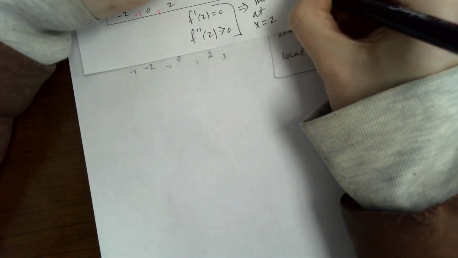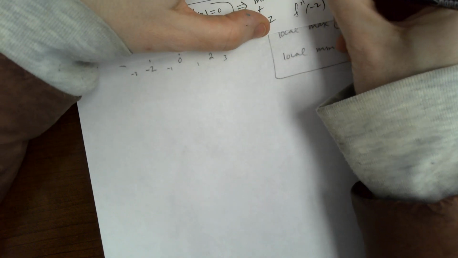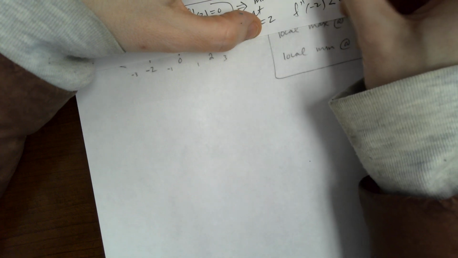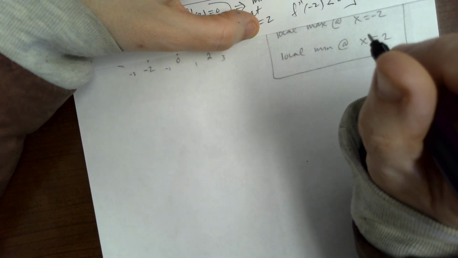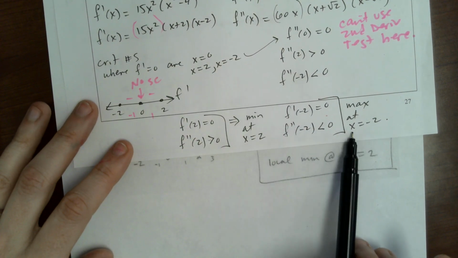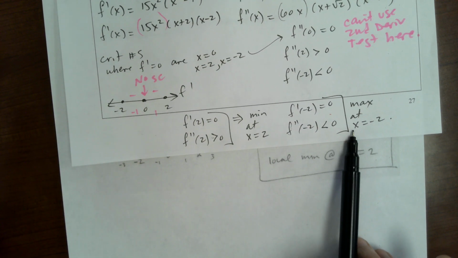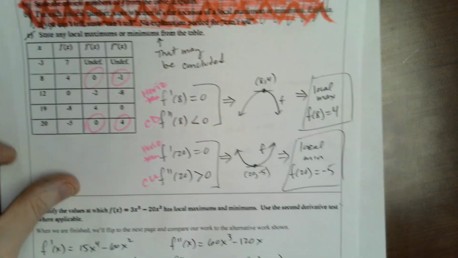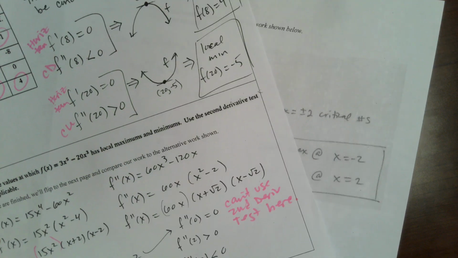All right, so now f prime of negative 2 is 0, f double prime of negative 2 is less than 0. So that means concave down. Max. And guys, if you can't see this clearly in your head, then draw a picture. Draw a little picture just like I did here. I skipped that step.